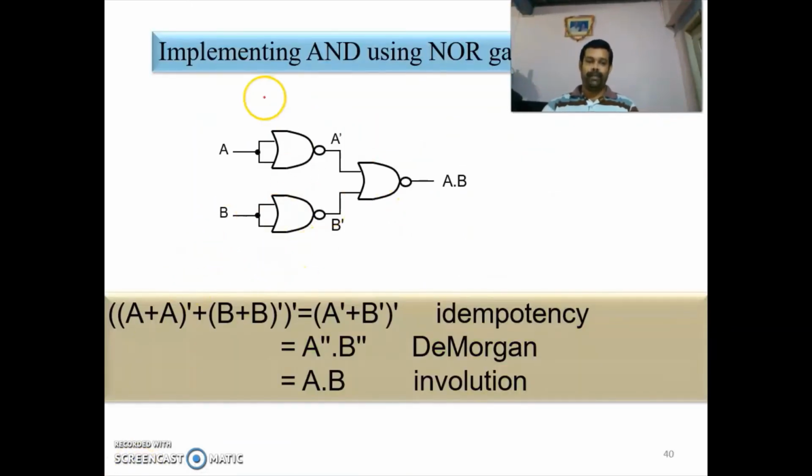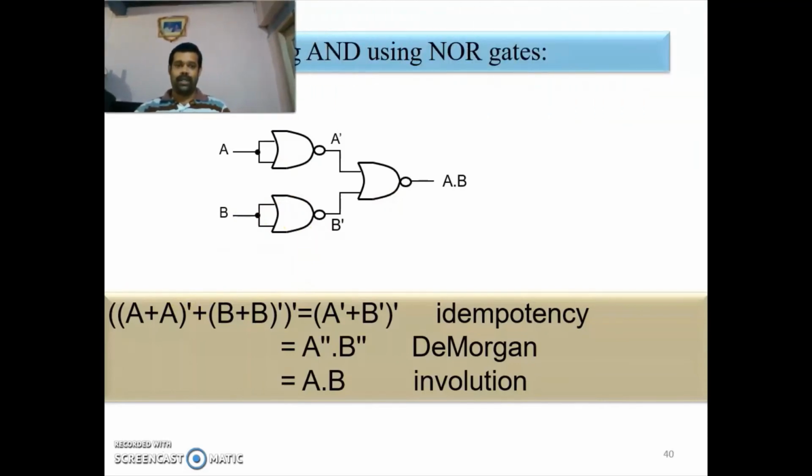Next, I am going to implement AND gate using NOR gate. So this is AND gate. The output is, you take this as A and this as B.